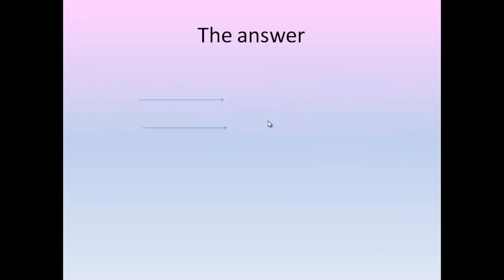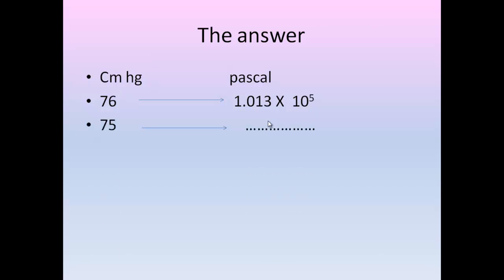How? By using the method of changing. I'm going to change it from centimeter mercury to Pascal. We know that 76 centimeter mercury equals 1.013 times 10 power 5 Pascal. So 75 equals what? By making cross multiplication, we discover the pressure of air at this area is this number, which is smaller than what we used to use. Then this becomes a normal problem here.